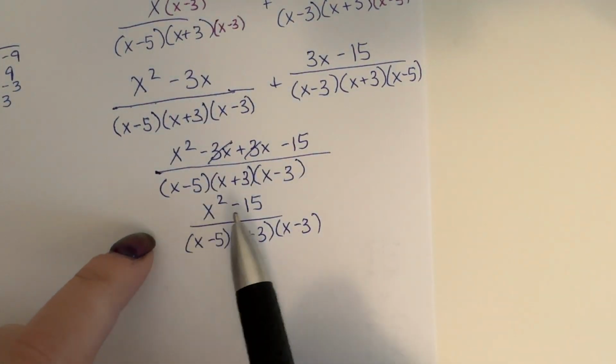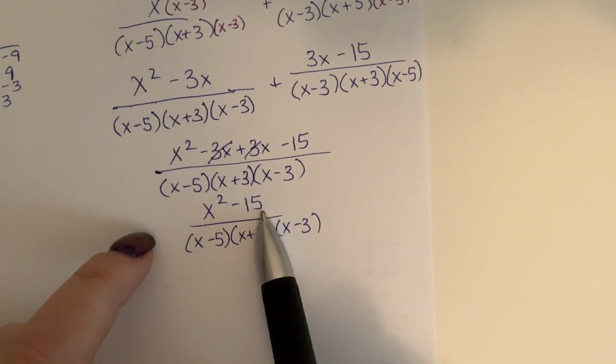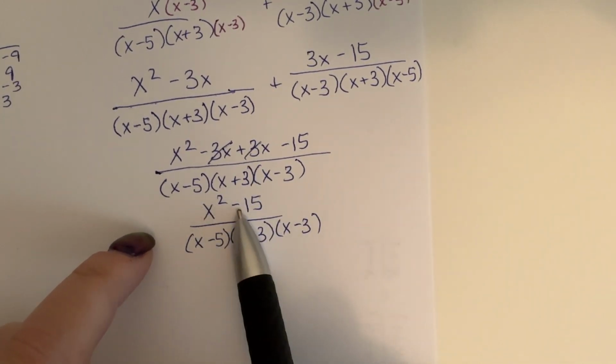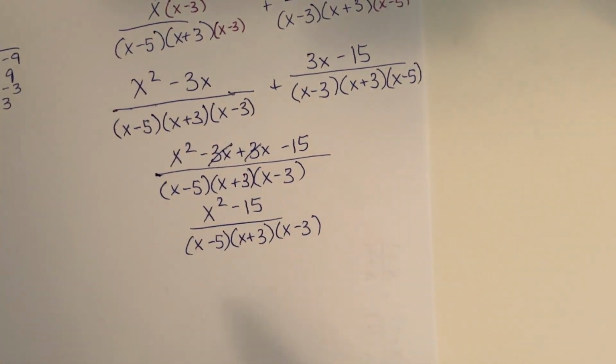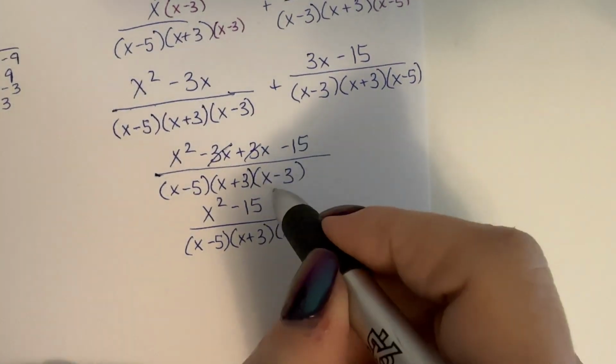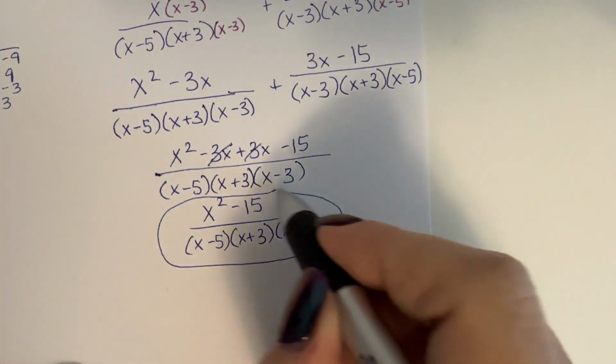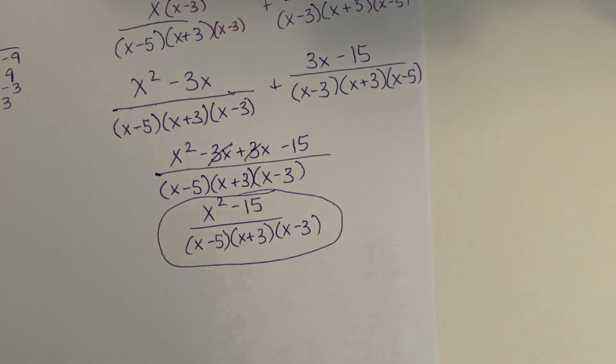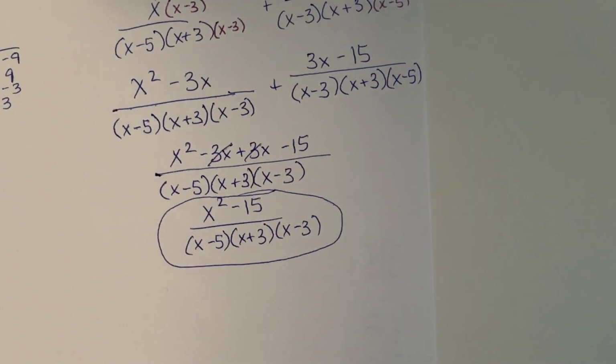That is a perfect square. That is a minus. That is not a perfect square. That is a perfect square. That is a minus. That is a perfect square. That is not a perfect square. So that means this is my final answer. If you would like to FOIL together the denominator and distribute, you are welcome to, but no one expects you to do that.